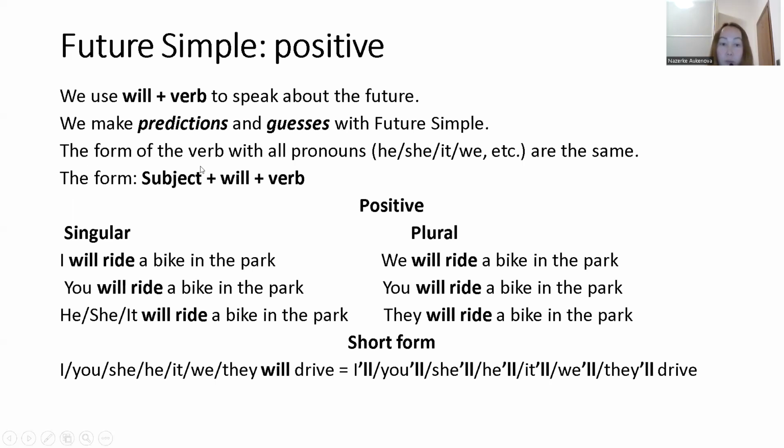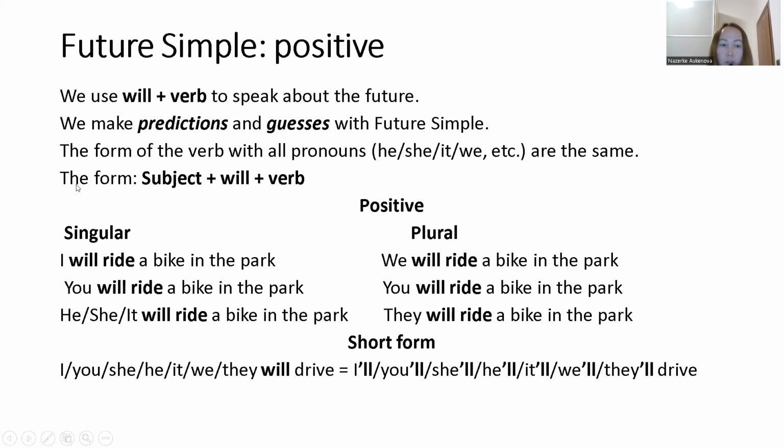Well, the form of the verb with all pronouns like he, she, it, etc., are the same. So we don't need to change the verb. So the verb is the same to all the pronouns. Okay. For example, in present simple, we have to add s to the verb if it's in the third person singular. Yes, but in this case, the verb are the same to all the pronouns.